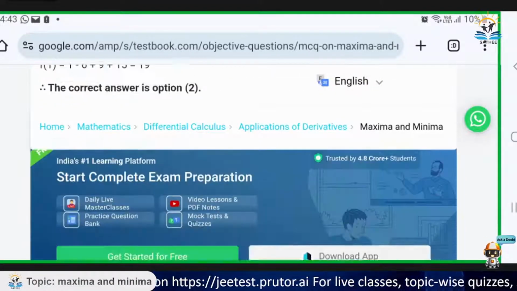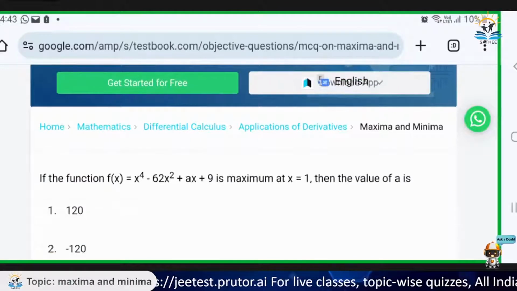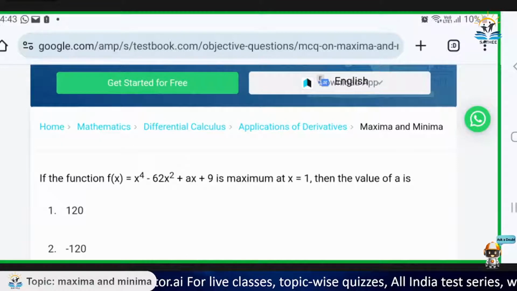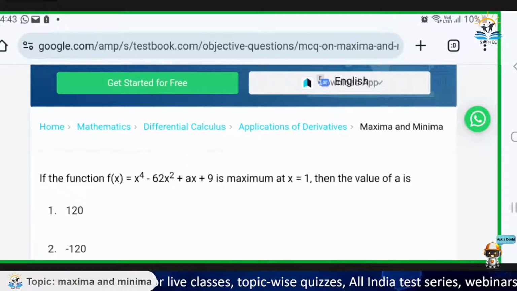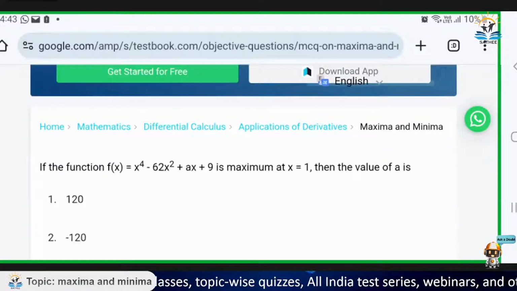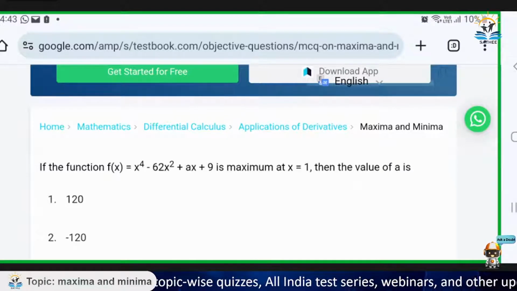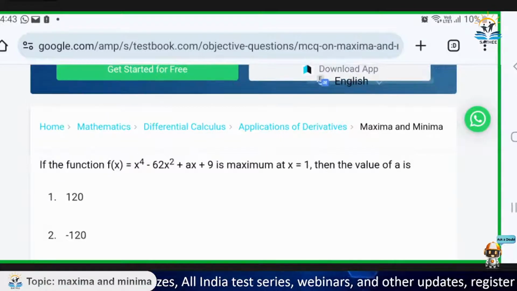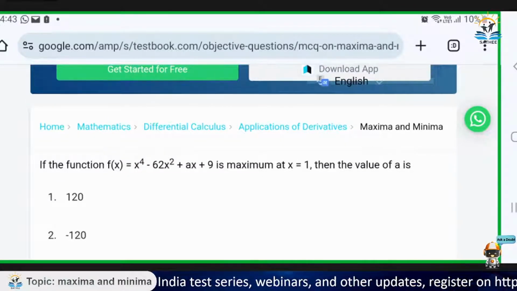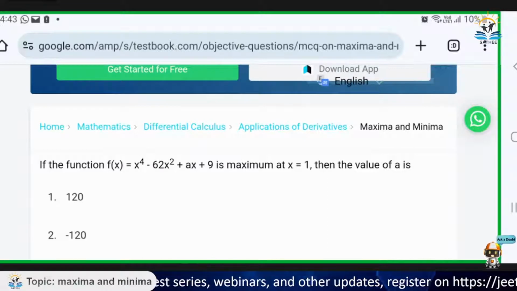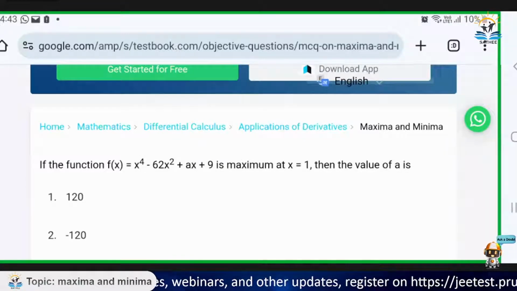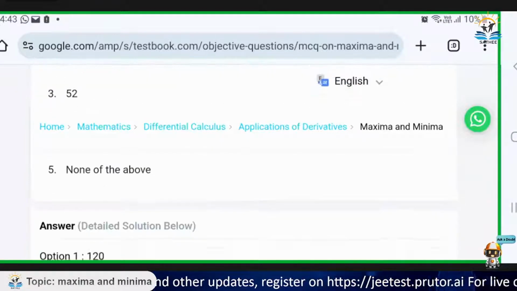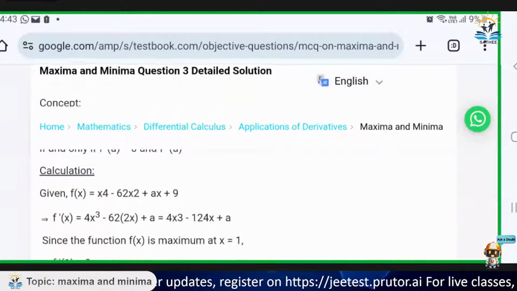Okay. So there is this question: if the function f of x is equal to x to the power 4 minus 62x square plus ax plus 9 is maximum at x is equal to 1, then the value of a is. This can also be done in the same way as the first question. Here we would differentiate this function to get f dash x and write that f dash 1 is equal to 0. From there we can get the value of a. So here it is solved below.